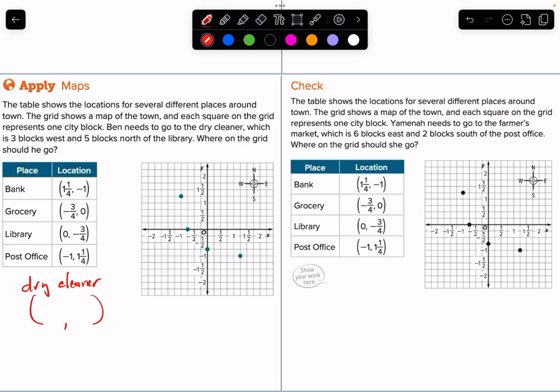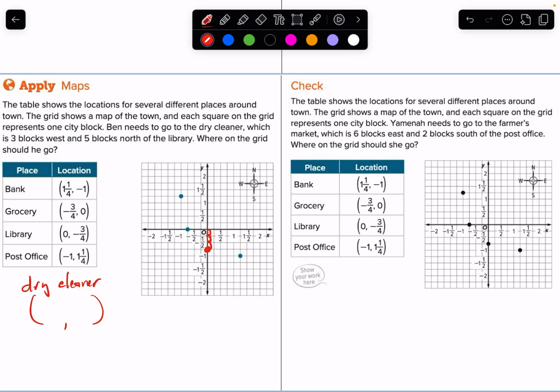Okay, well, let's start at the library because we need to move from there. So let's find the library. 0 left and rights, down 3/4. So no left and rights, and down a quarter, a half, another quarter. So that's where we're going to start, from the library.